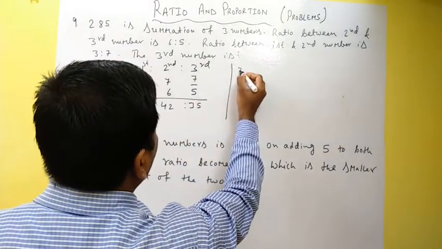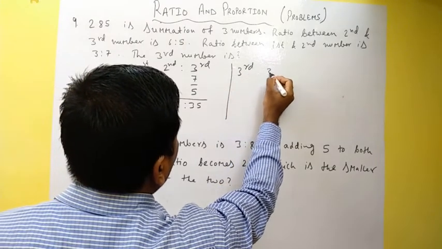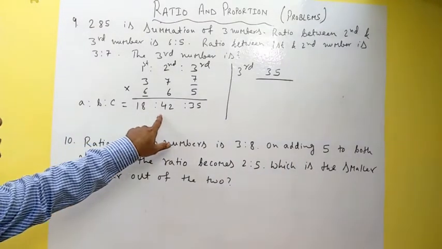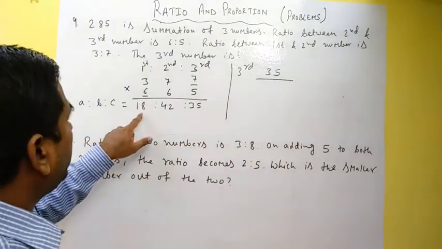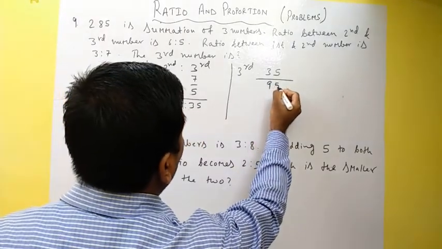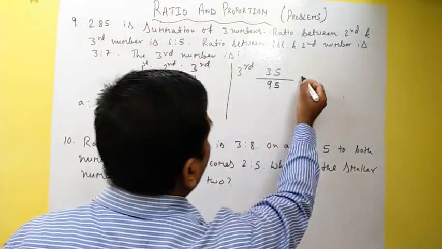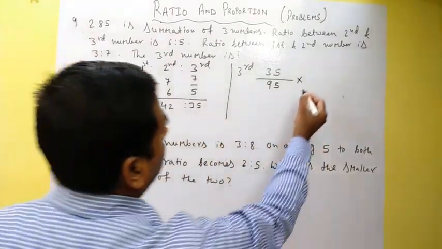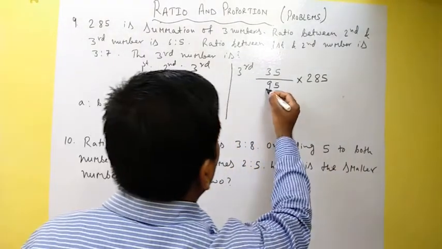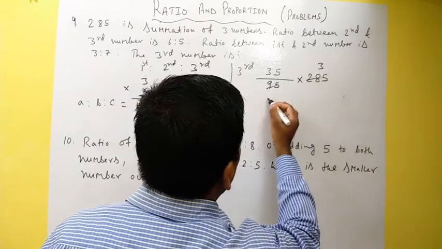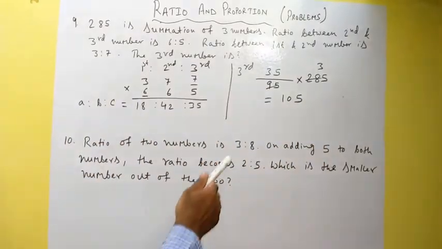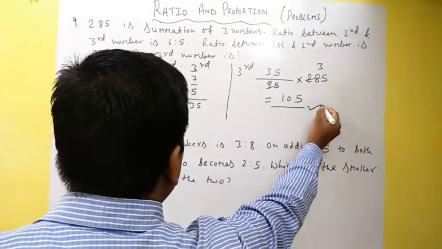So let's say the third number is 35 divided by the sum of all these, right? So 18 plus 42 plus 35 becomes 95, multiplied with the total number, which is 285. Okay, now if I cancel this, it becomes 3, and 35 into 3 becomes 105. So 105 is the answer for the second problem.